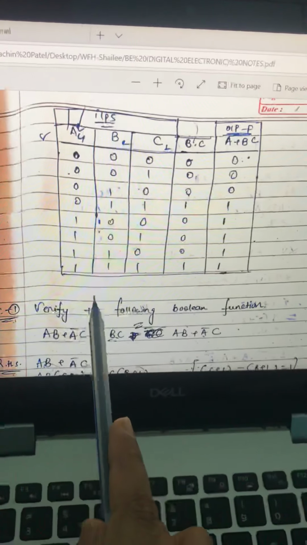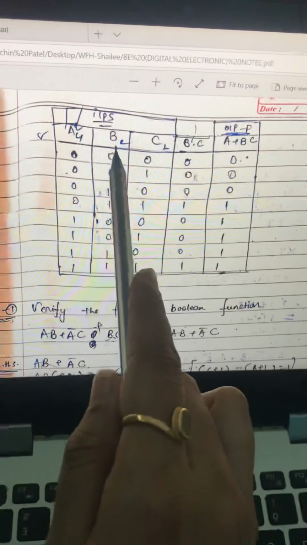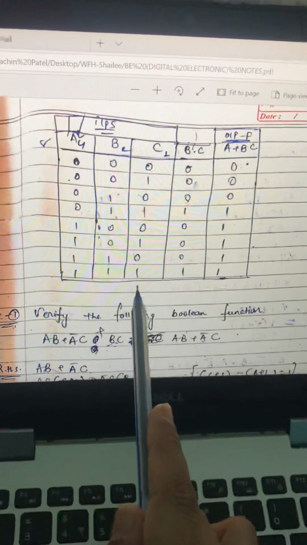So 4 2 1, that means you need to write four 0s and four 1s in a column. You need to stop there when you write it once. Then 2 0s, 2 1s, 2 0s, 2 1s, then 0 1 0 1 0 1 up till the end. So these are 8 combinations without any error, right?